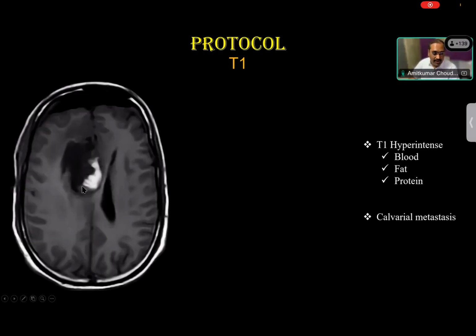So this is an example of a brain tumor. We can see that this is the tumor present in the right frontal deep white matter in a parasagittal location, and this is a T1 weighted image.